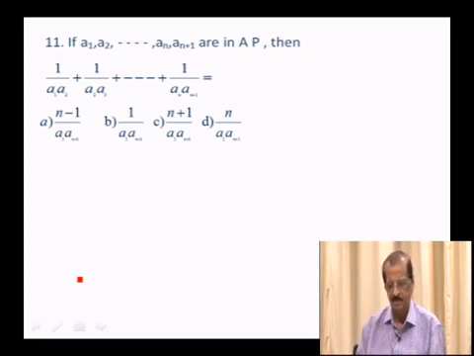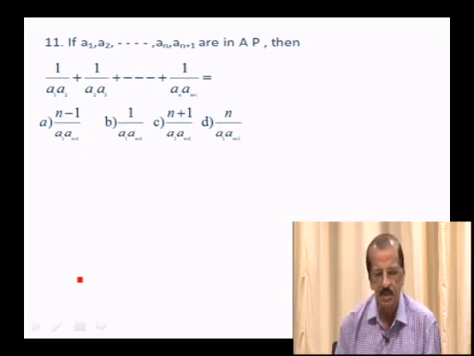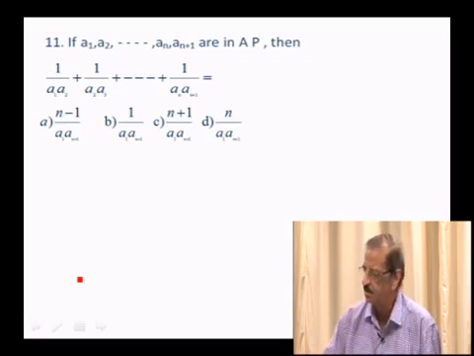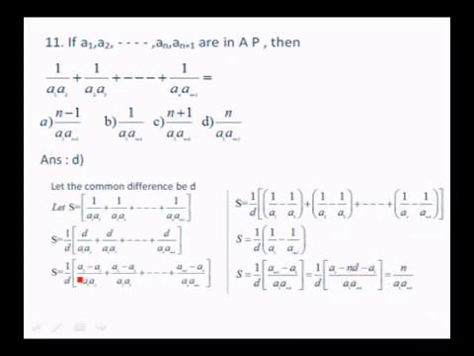See, here I have to write 1 over a1 a2 as a2 minus a1 over a1 a2. That means d over a1 a2, and that d is a2 minus a1. See, it can be written like this. The option is D actually here, the best option, but let us see how you obtain it. Let the common difference be d.